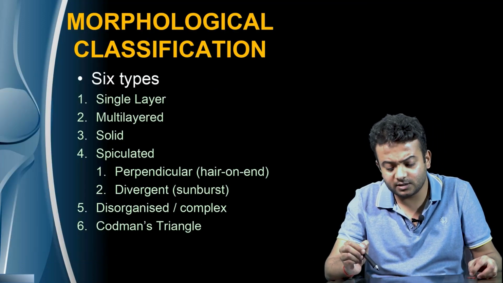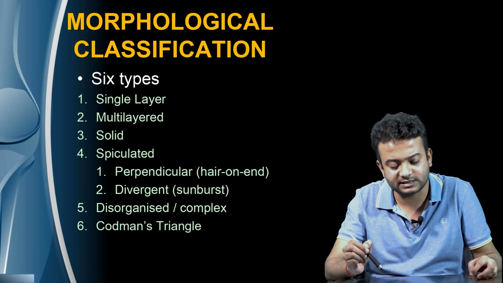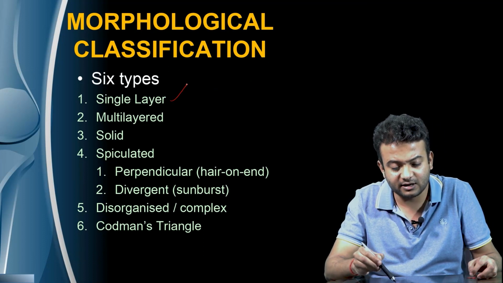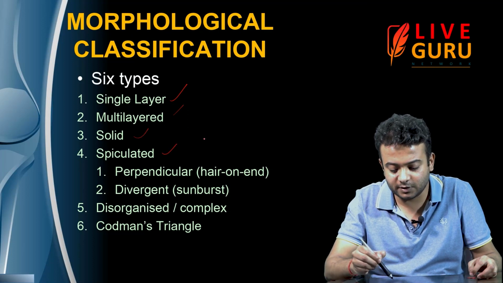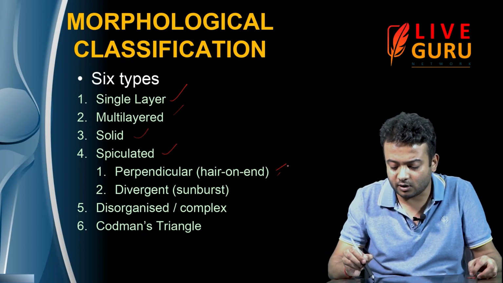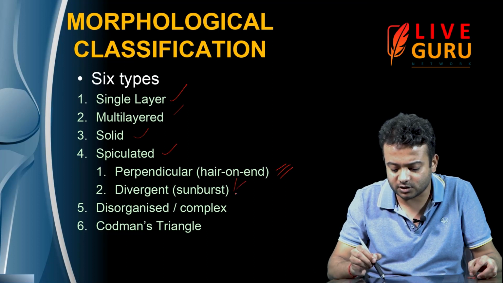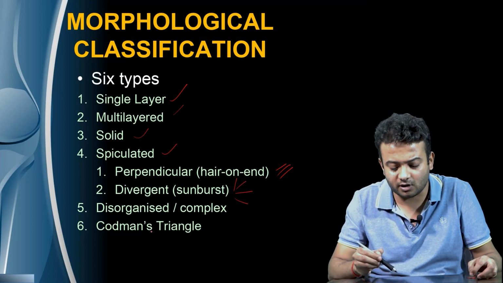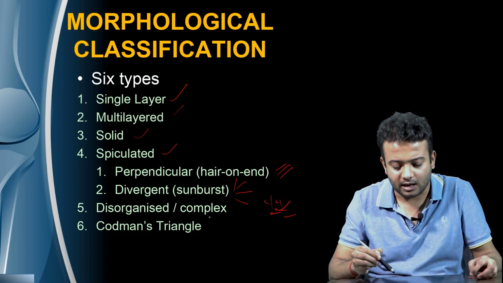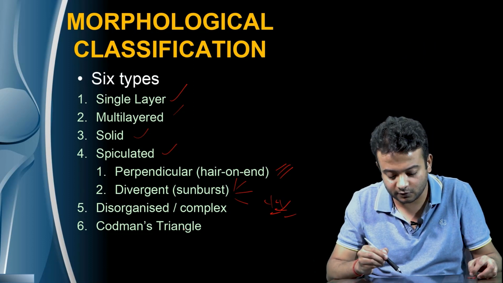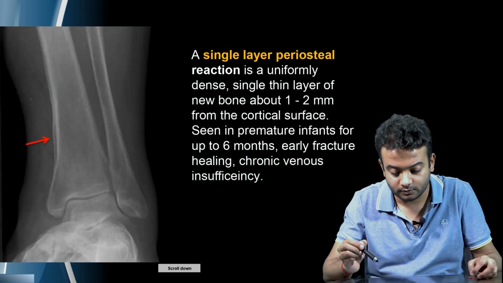So morphologically, periosteal reactions are of 6 types. It can be single layered, it can be multi-layered, it can be solid, it can be spiculated with spiculations perpendicular to the cortex, or it can be divergent in the form of sunburst type. And this can be even disorganized or complex type, in which the reactions are very haphazard. They are not oriented to any direction, and Codman's triangle requires a special reference.